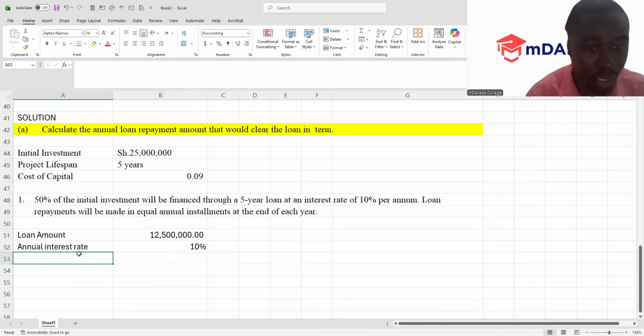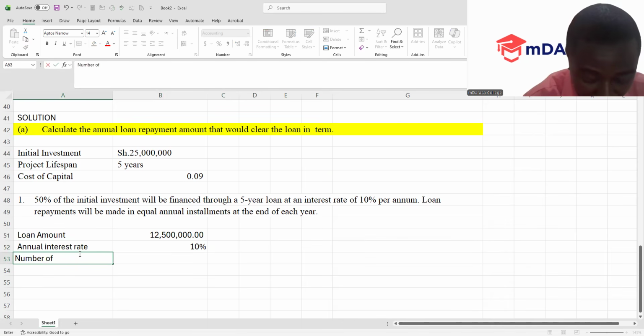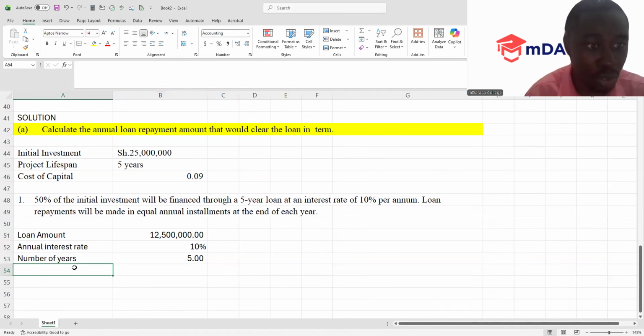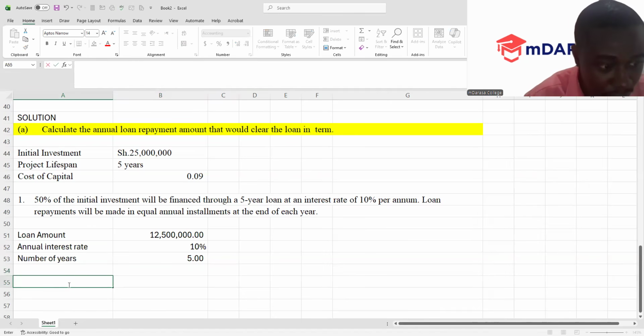We're given the other key element, which would be the number of years. As per what the good examiner had given us here, we're given 5 years. So what are we supposed to compute? The annual loan repayment, which is basically the installment value.